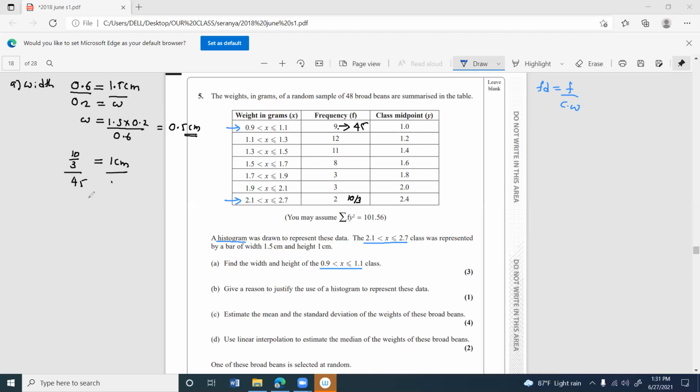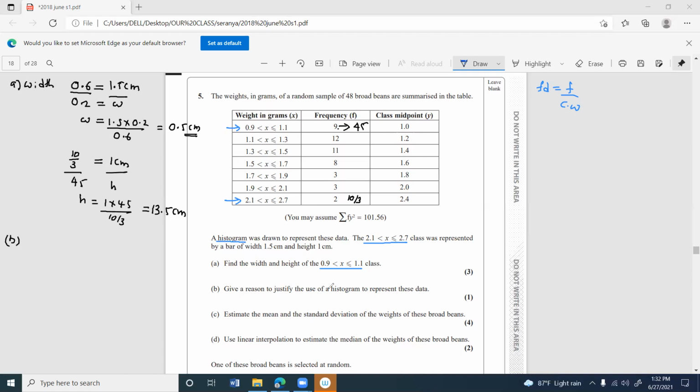H equals 1 times 45 divided by 10 over 3. 45 divided by 10 over 3 turns out to be 13.5 centimeters. Okay, that is the answer for the first question. It's a little bit of a calculation, but a very simple calculation, so you need to work it out.